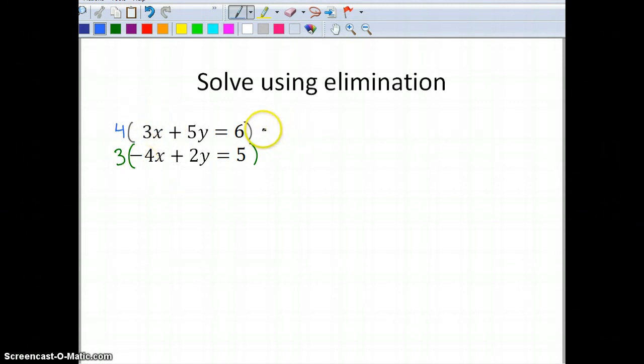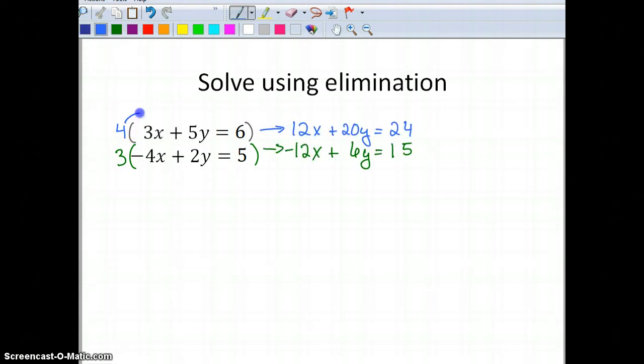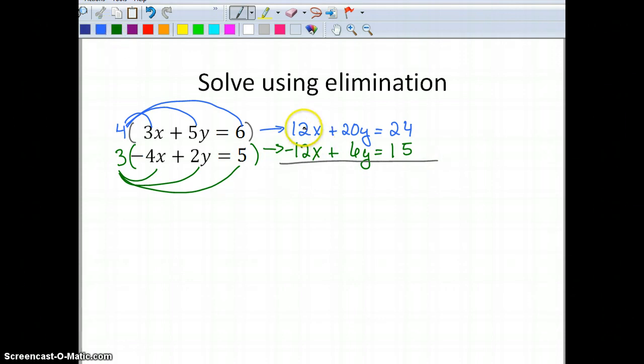So let me go ahead and write this over here. Now when I distribute, 4 times 3x gives me 12x, 4 times 5y gives me 20y, and 4 times 6 gives me 24. For the second one, 3 times negative 4x gives me negative 12x, plus 6y is equal to positive 15. Now I'm going to combine my terms. 12x minus 12x adds up to 0. 20y plus 6y gives me 26y, and 24 plus 15 is 39.